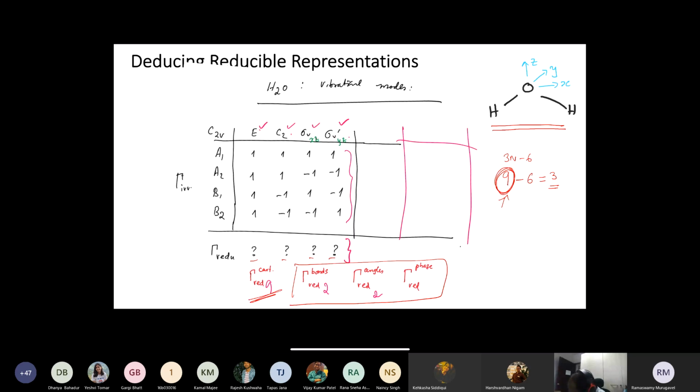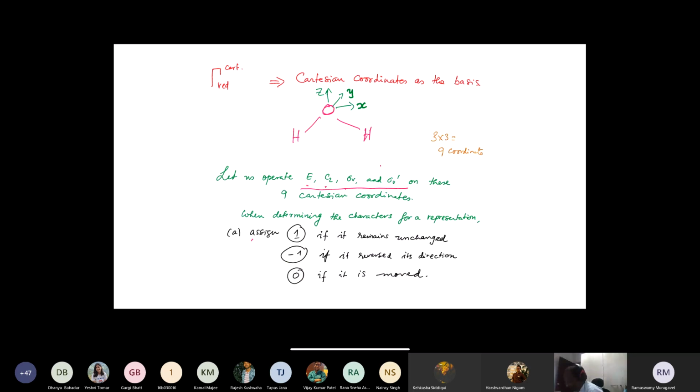Before that, let me once again repeat what I told about Cartesian coordinates. How do we get this? In the next slide, I have shown this molecule one more time. And the X, Y, Z axes are now actually defined here. And my symmetry elements are E, C2, sigma V, and sigma V prime.